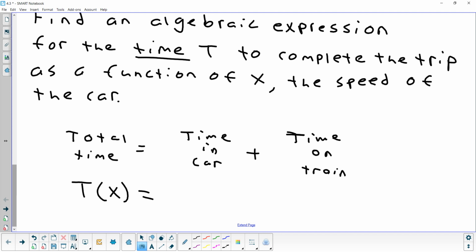Now, let's think about time a little bit. The formula I had up above was distance equals rate times time. How would you solve that formula for t? Instead of having it solved for d, I want to get t by itself. Casey?